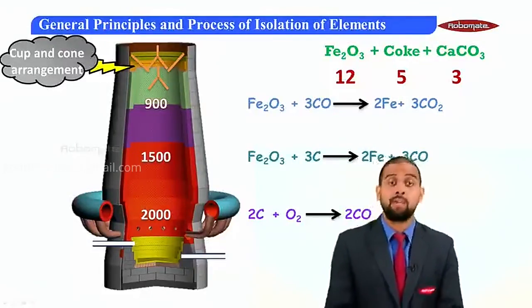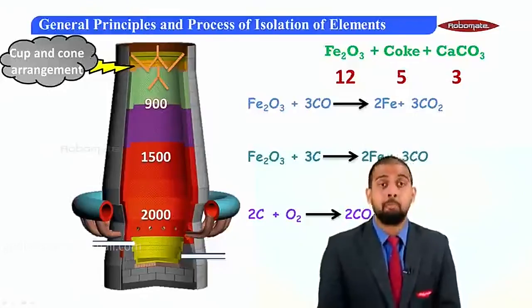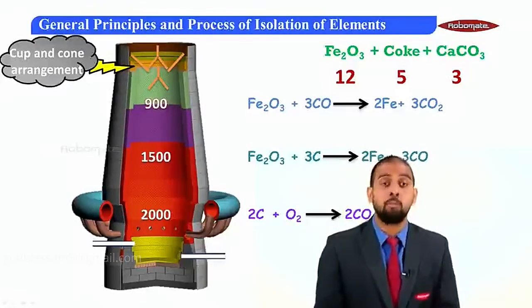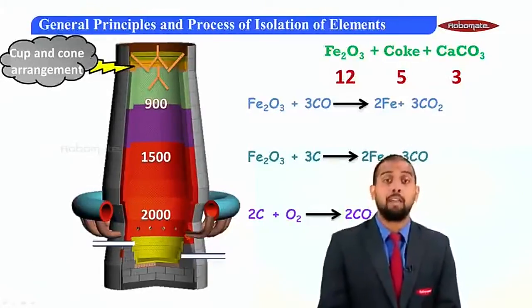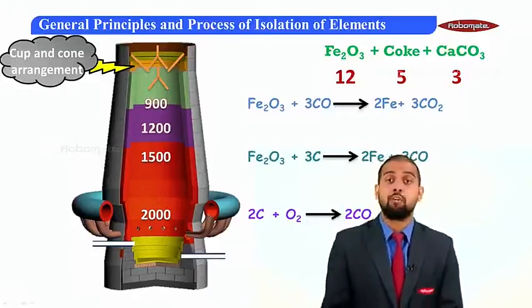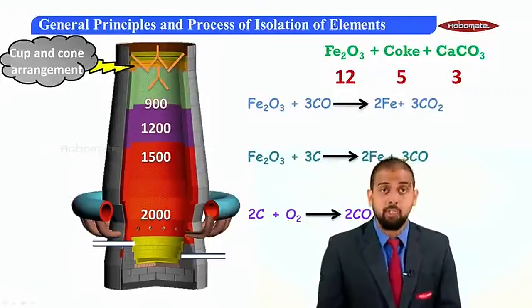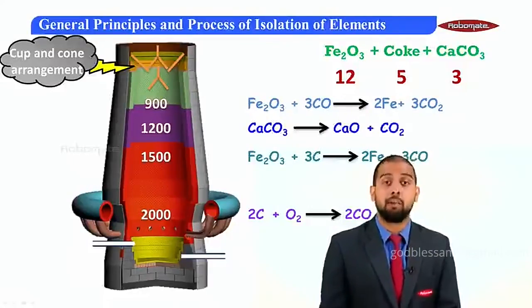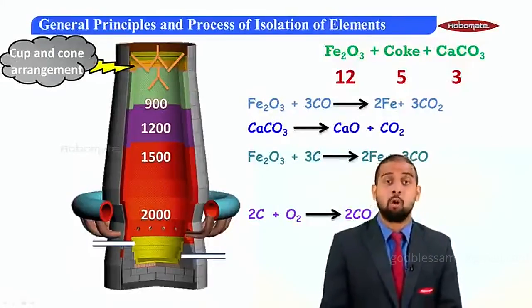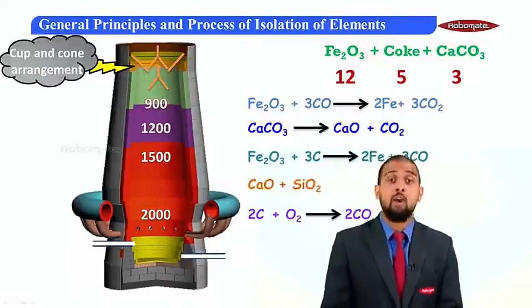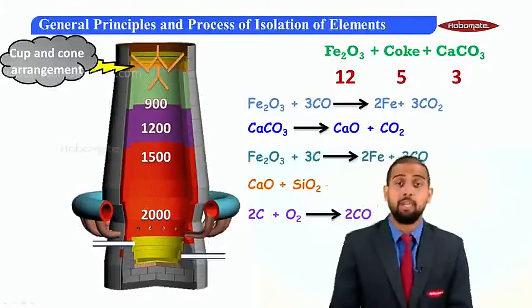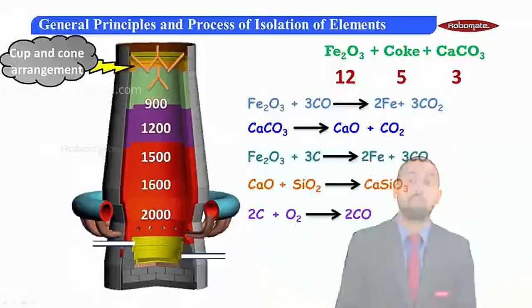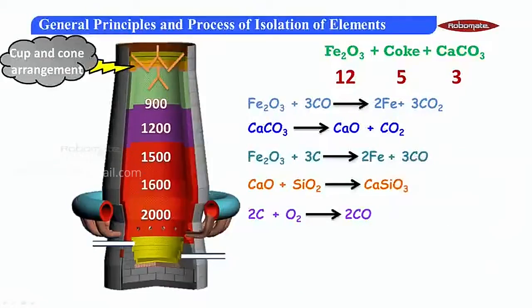Well, now it is time for us to talk about the impurity. Yes, in order to remove the acidic impurity, we have added a basic flux. At a temperature of around 1200 degrees Celsius, limestone will decompose to give us calcium oxide and carbon dioxide. This calcium oxide will now react with the acidic impurity and lead to the formation of slag, and in this zone where slag is being formed, the temperature is nearly 1600 degrees Celsius.